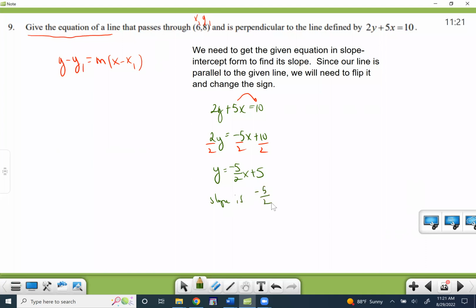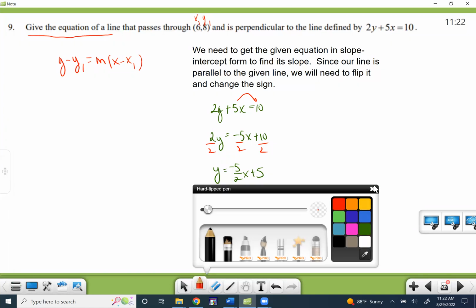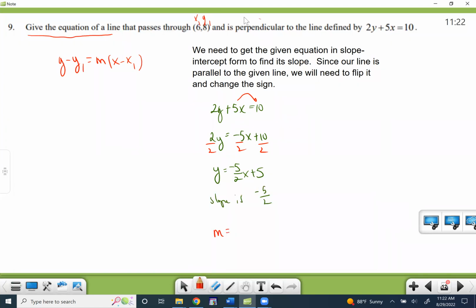negative 5 halves, okay? So the slope that we want, since we have the word perpendicular this time, we flip it and change the sign. So it was a negative, so now this one's got to be a positive. All right, so we're ready to substitute this into our equation. So here we go. y minus y1 equals m parentheses x minus x1. So we'll go ahead and distribute 2/5 in.